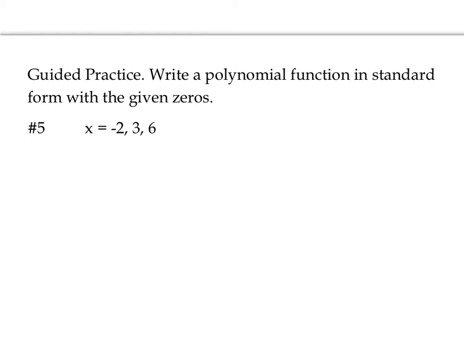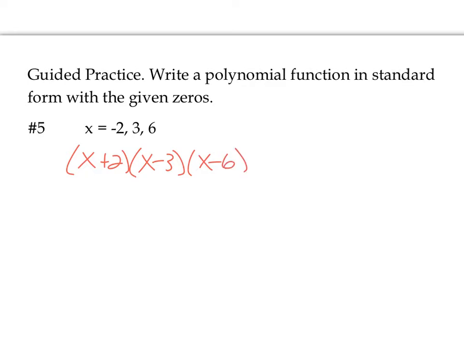Let's talk about how we can write an actual equation, okay? So if we know the zeros of a polynomial are -2, 3, and 6, we can use that to write the actual equation, okay? Because we're going to know that if one of the zeros is -2, that means one of the factors is x plus 2. And if one of the zeros is 3, that means one of the factors is x minus 3. And the other factor would be x minus 6.